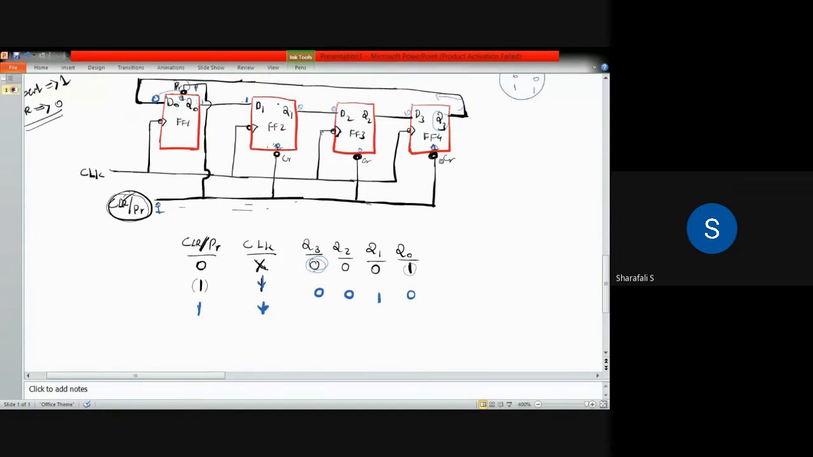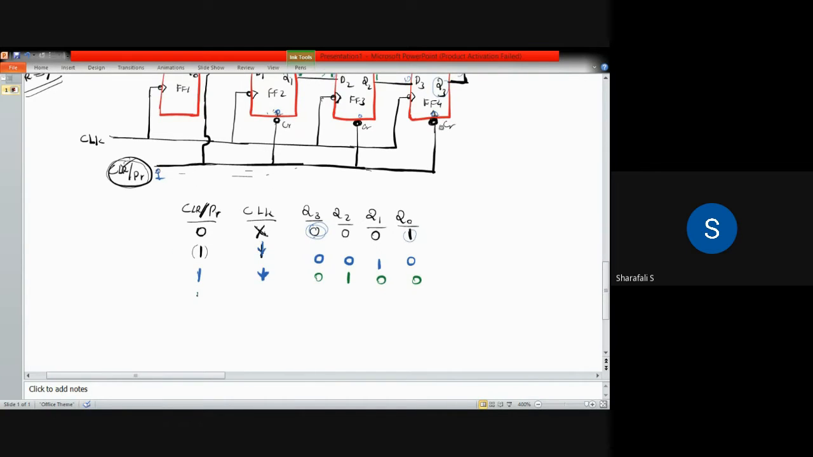Now your Q1 is 1, right? And this will give your D2 as 1, and that will make your Q2 1 for the next edge of your pulse, the next inverted edge or the negative edge of your pulse. That Q2 will become 1, and all others are 0.